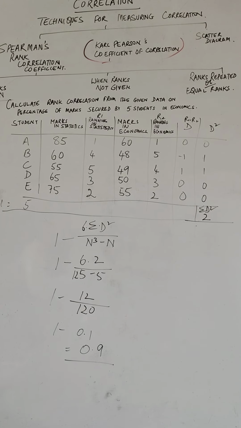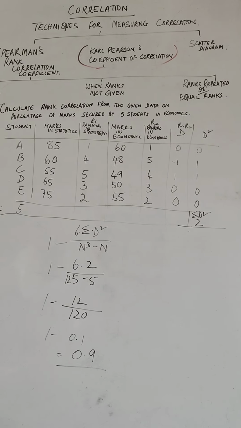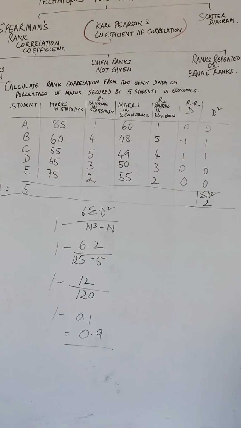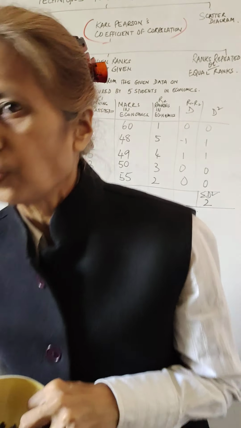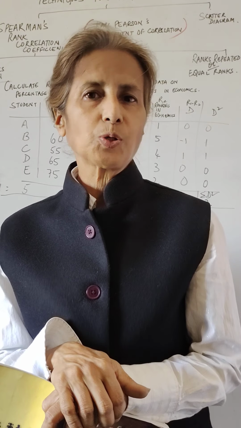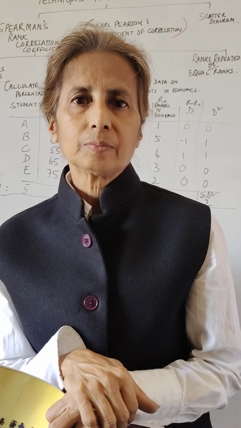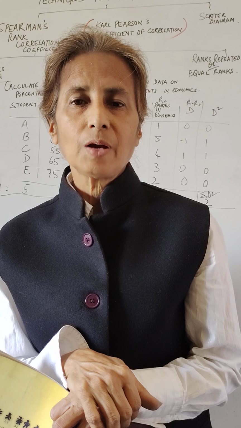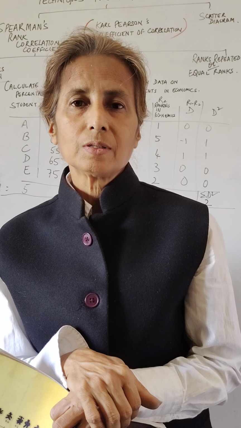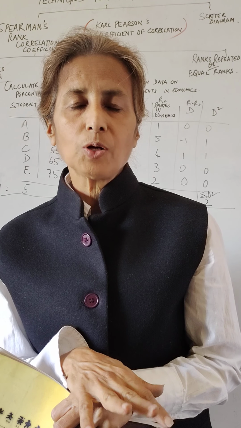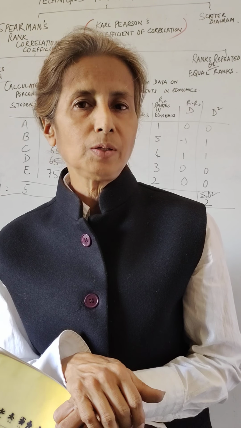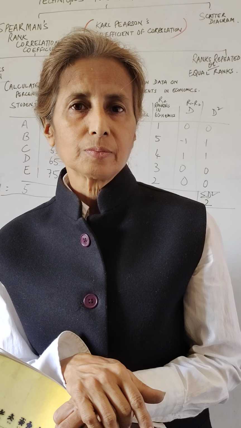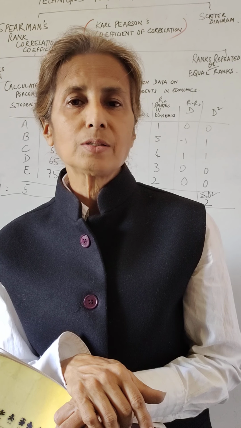Welcome to my class. In this we are continuing on with correlation techniques. For correlation, we talked about the scatter diagram and Karl Pearson's coefficient of correlation, and we are now doing rank correlation, that is Spearman's. In this we talk about three things: when the ranks are given, when the ranks are not given. We finished with when the ranks are given.